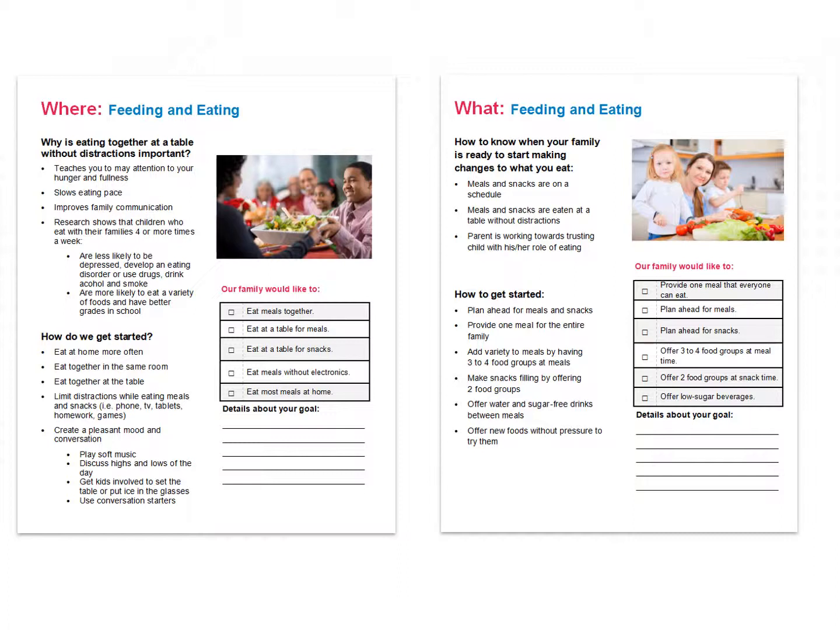And this takes us through two more handouts that are provided to parents about the parent's role, the where and the what. Why is eating together at a table important? How do we get started? How do we know when your family's ready to start making changes to what you eat and how to get started? Again, all these have been provided to you.